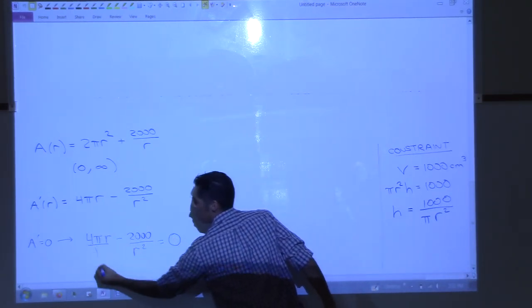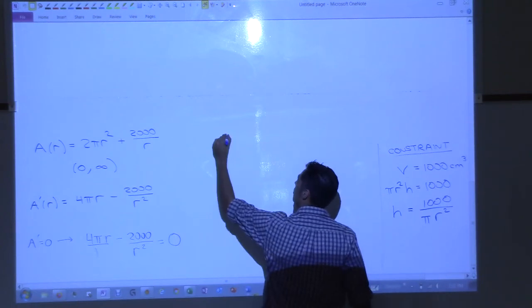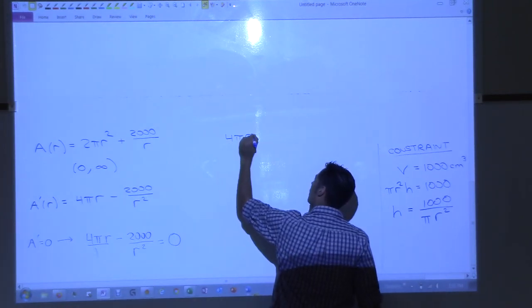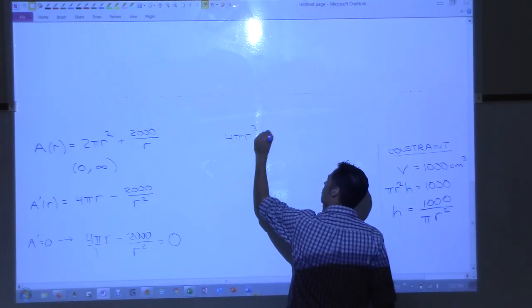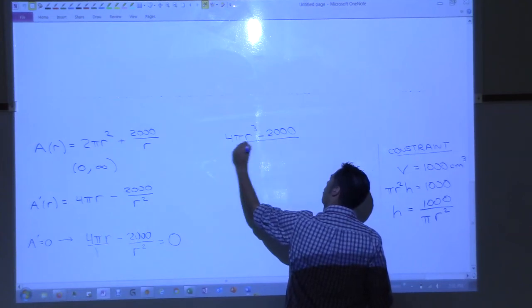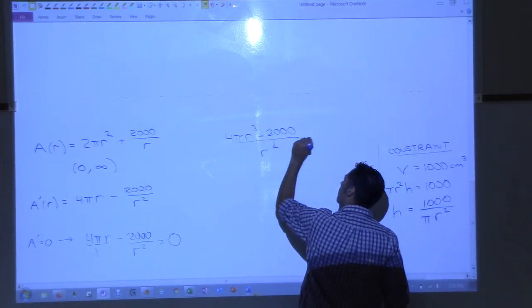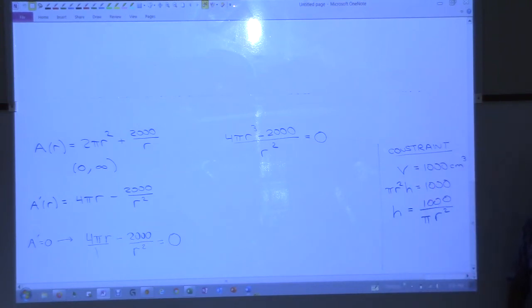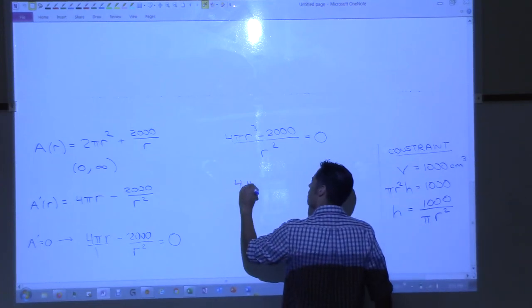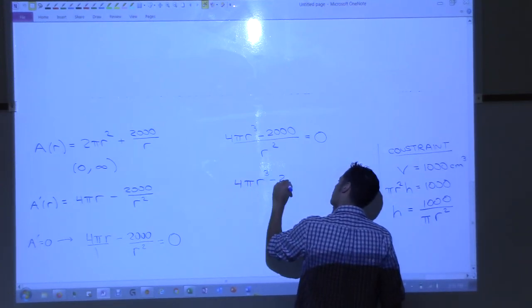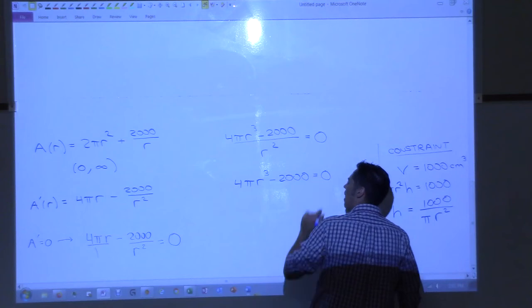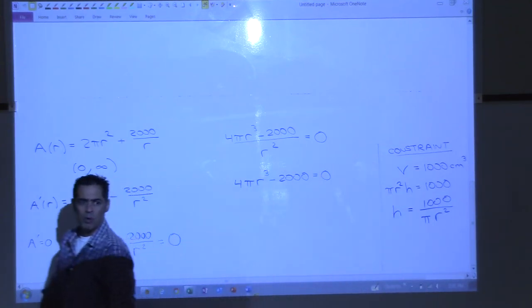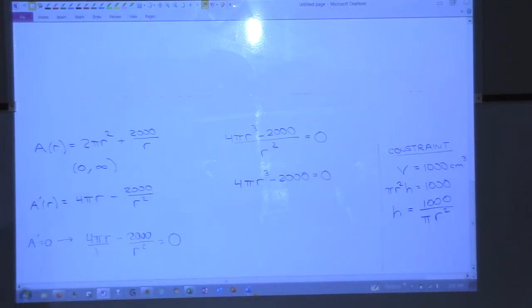This is over 1, so we have to multiply top and bottom by R squared. So 4 pi R what? Cubed. Minus 2,000, that's our new numerator, over R squared. That must be 0. And a fraction can only be 0 when the numerator is 0. So you look at this only. And we can solve for R cubed, just manipulating things around, right?